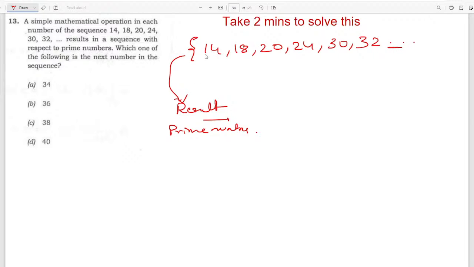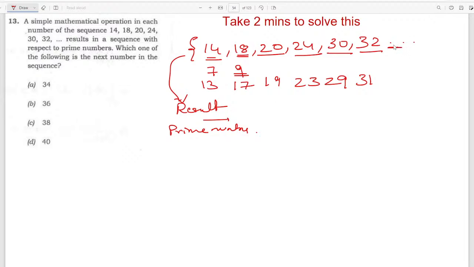So we'll see what to do to these numbers to get prime numbers. If we divide 14 by 2, we get 7. Or we can subtract 1 from this number and get 13. But if I continue dividing by 2, I get 9, which is not a prime number. But if I subtract 1, I get 17, then 19, then 23, then 29. And 32 minus 1 gives 31, which is a prime number. So these are all prime numbers.